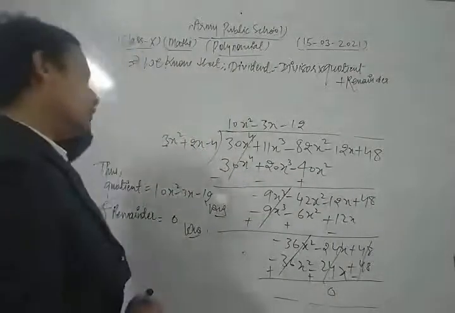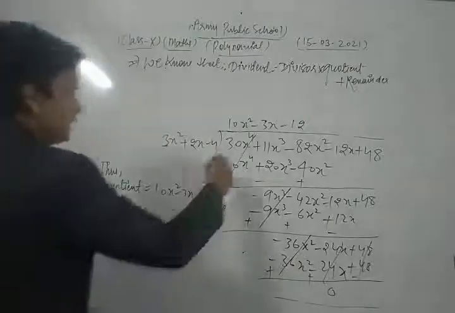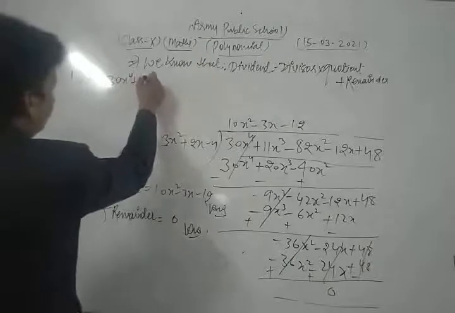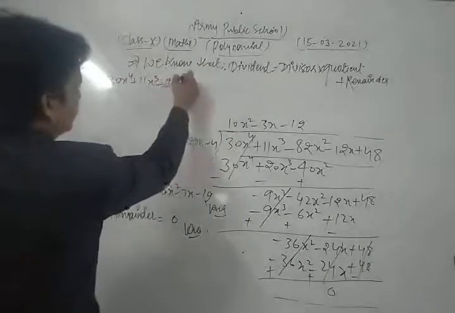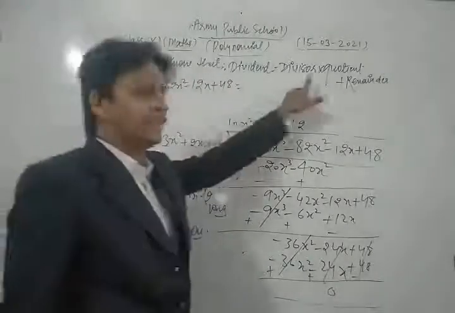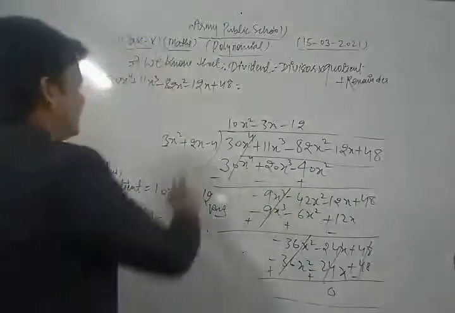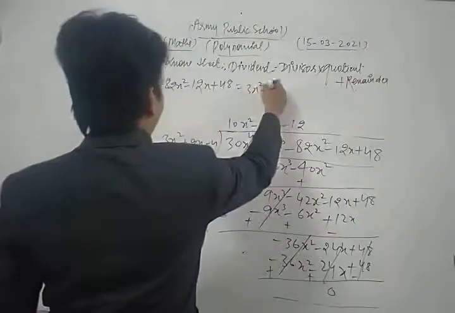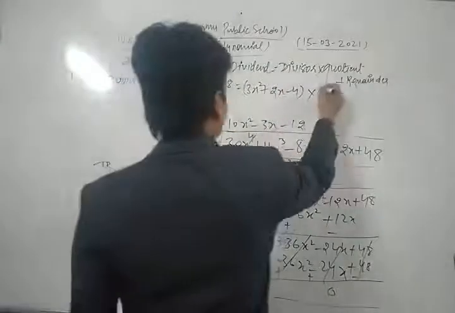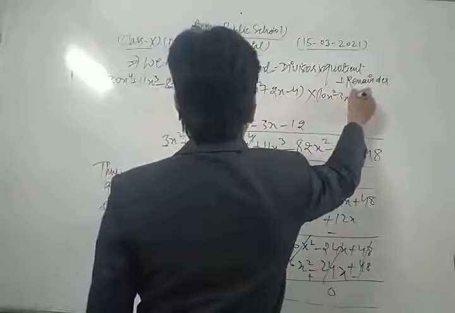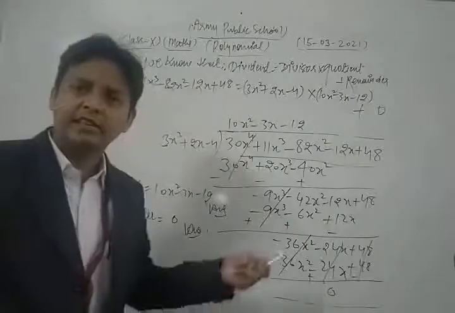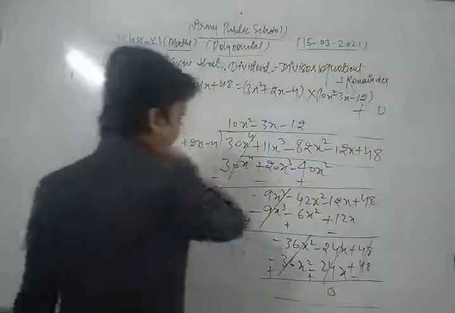Okay dear students, now let's see here. Now dividend is what? Dividend is that value. Okay, now that is 30x power 4 plus 11x cube minus 82x square minus 12x plus 48 is equal to divisor into quotient. Divisor is what? This is 3x square plus 2x minus 4. Okay, into quotient is what? That quotient is 10x square minus 3x minus 12, and plus remainder is 0. Now we verify that division algorithm. So for that, let's see.